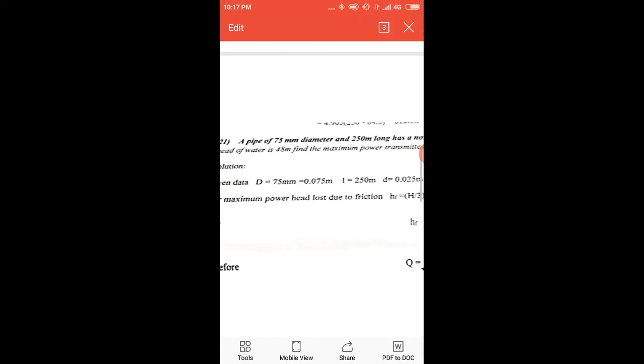Next we come to the problem: a pipe of 75 mm diameter and 250 meters long has a nozzle of 25 mm fitted at the discharge end. If the head of water is 48 meters, find the maximum power transmitted, f equals 0.01 for the pipe. The given data is capital D equals 75 mm, that is 0.075 meters, L equals 250 meters, d equals 0.025 meter, H equals 48 meters, and f, the coefficient of friction, is 0.01.